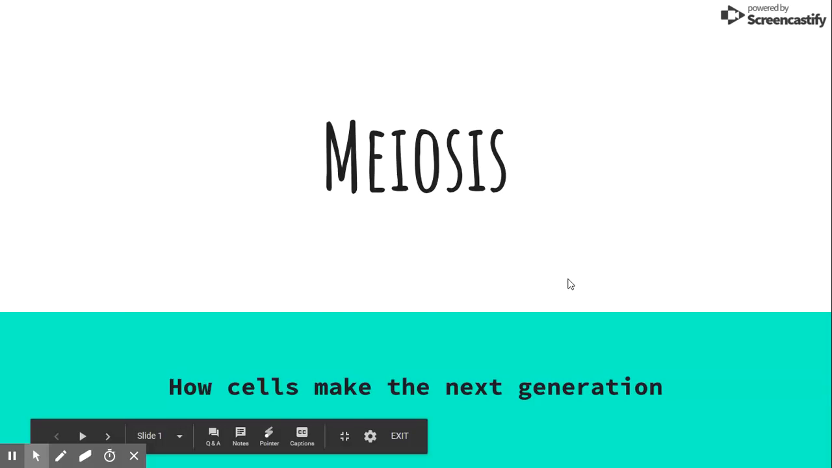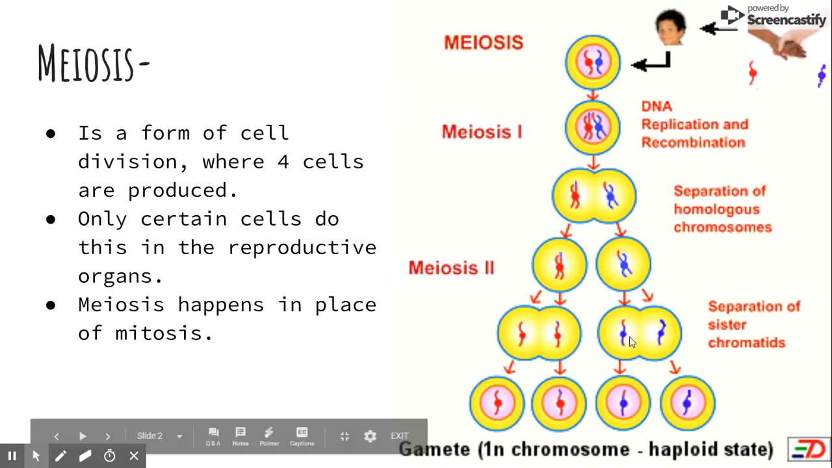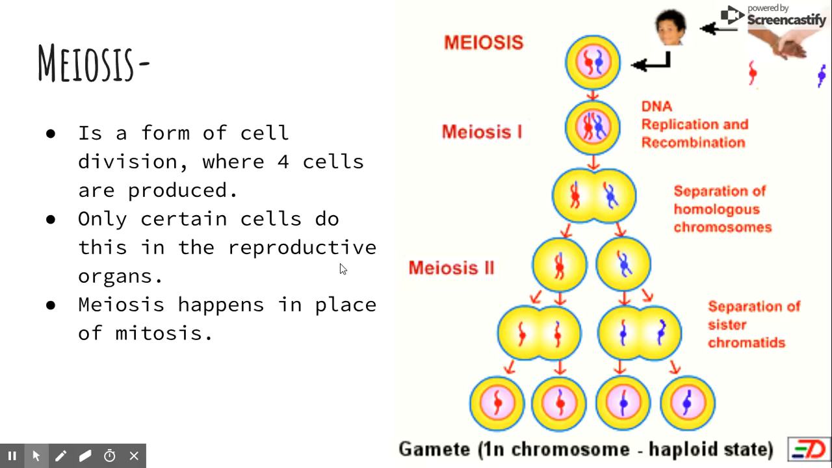Our focus is going to be introducing meiosis in this video, and for our next series of videos, we're going to be going through the phases of meiosis and talking about what happens when your cell needs to divide this way. So, meiosis is a form of cell division in which 4 cells are produced. Unlike mitosis, where we're only producing 2 cells, we're producing 4 here. Meiosis is also a process that will only be done by certain organs in the reproductive system. This is not something that every cell can do.